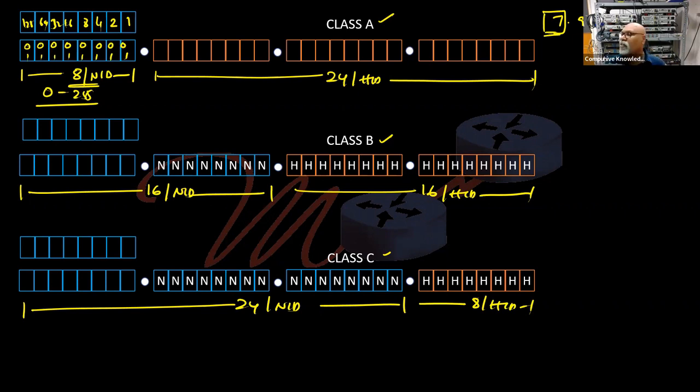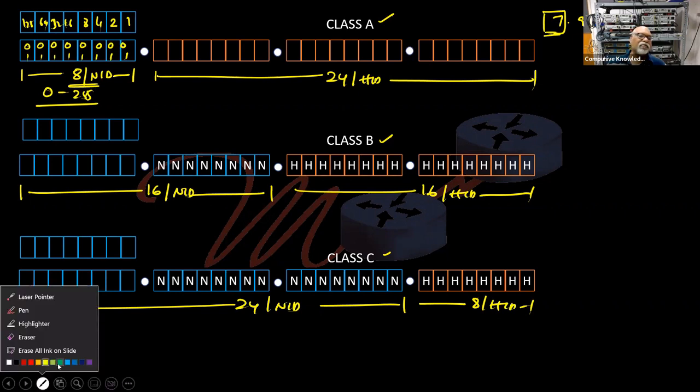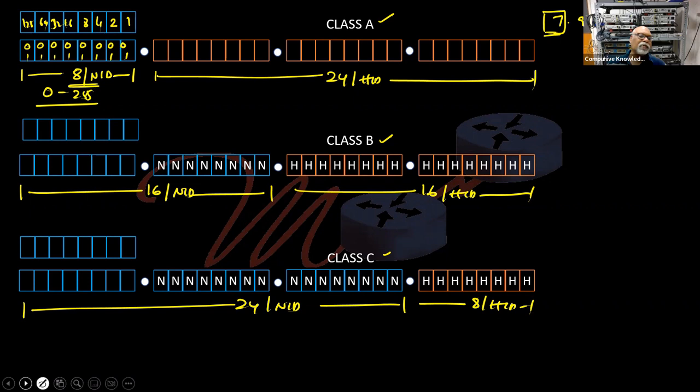So for that reason, the leftmost bit is fixed. The leftmost bit in binary, they call it the most significant bit. The right side is the least significant bit. Least significant, most significant, or lowest order, highest order, they call it. Just a name. It is fixed as zero. That means in class A, 128 is zero. So this 128 is fixed.